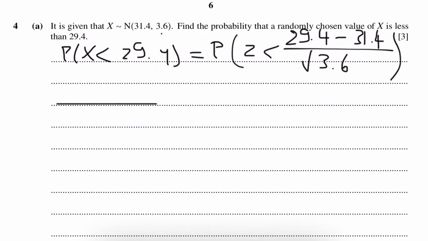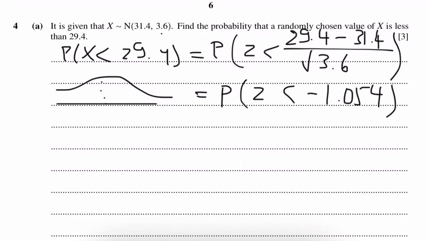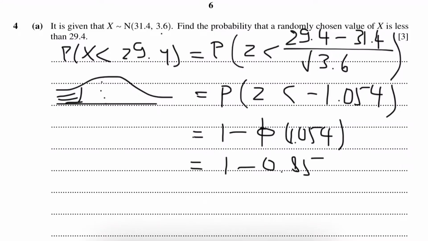So draw your graph. If this is 0, you have to have a value smaller than -1 something. So -1 is probably here, and smaller than that means you have to get this area. So 1 minus. This is equal to 1 minus 0.854, and 0.146 is your final answer.